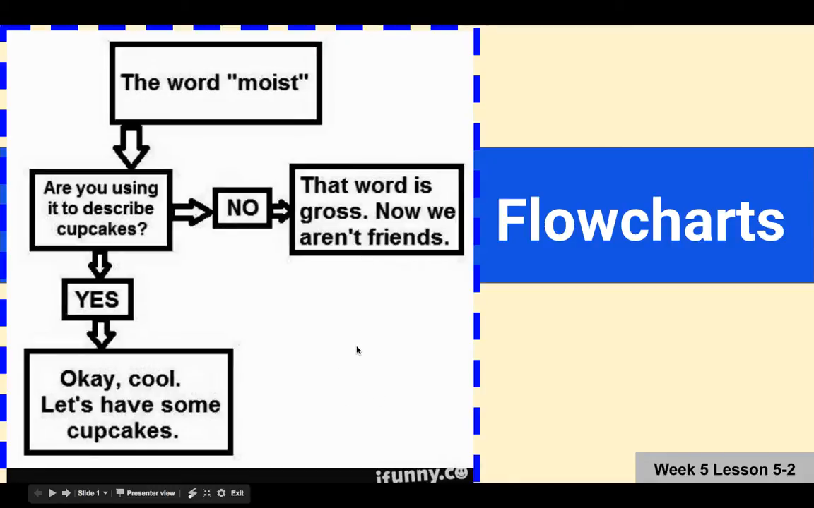And this one is just a comic, so it doesn't even follow the correct conventions, but it just gives you a sort of sense as to what a flow chart looks like.